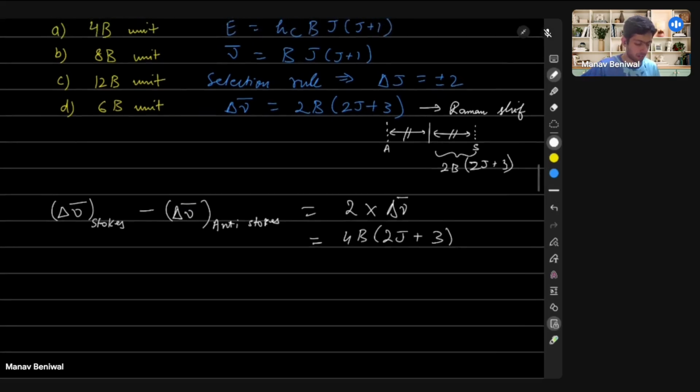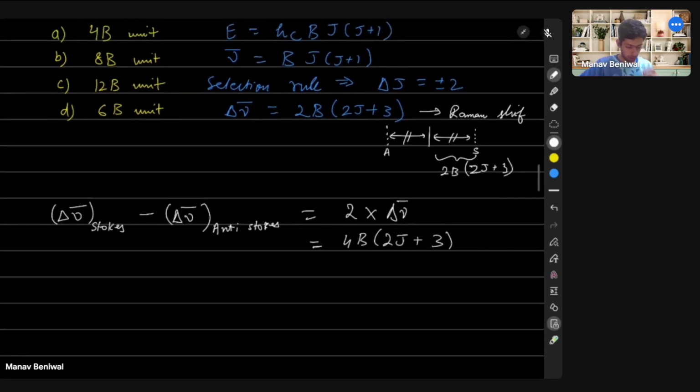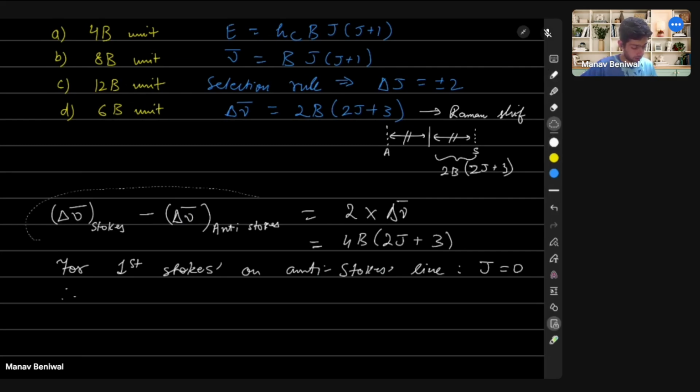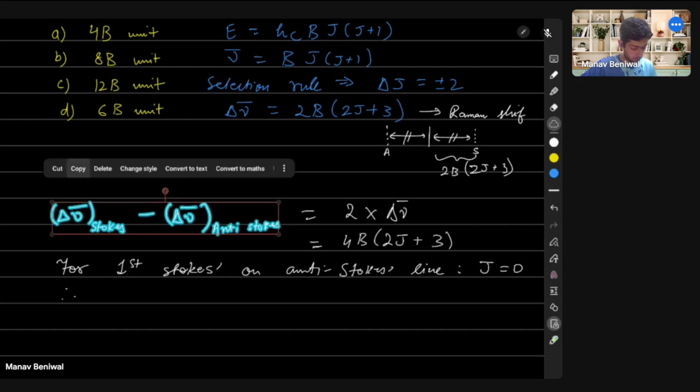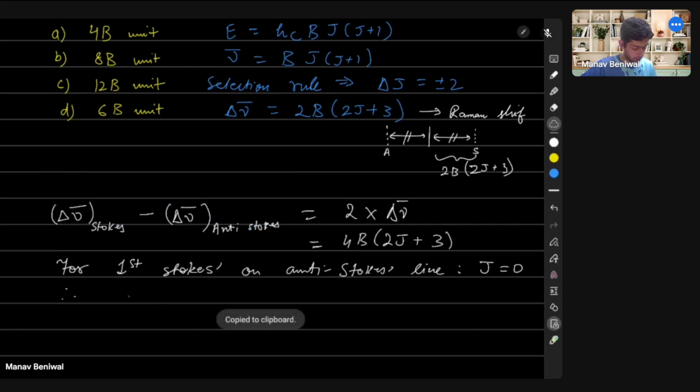So this is what we have. Now for the first Stokes or anti-Stokes line, J is 0. Therefore this entire thing, let me paste it here.